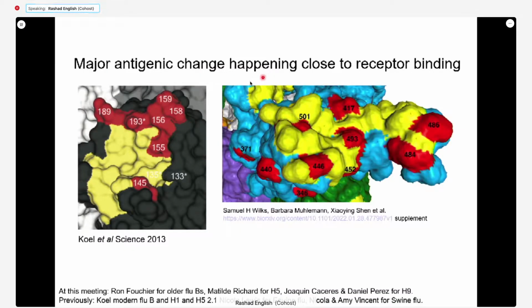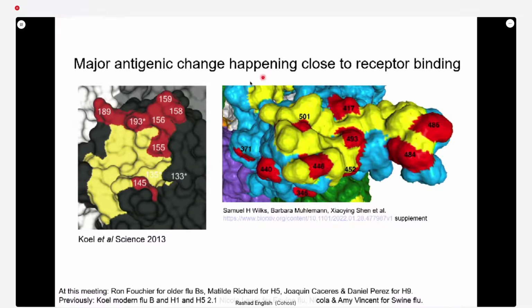We see a similar thing for SARS-2. This is the SARS-2 ACE binding site on the right in yellow. The figure on the left is a zoom in of the same one that we were just looking at for flu H3, by Bjorn Koladal in Ron's laboratory. And again, the substitutions in red here are the substitutions that have been causing the major antigenic change in SARS-2, and you can see that most of those are also very close to the receptor binding site.